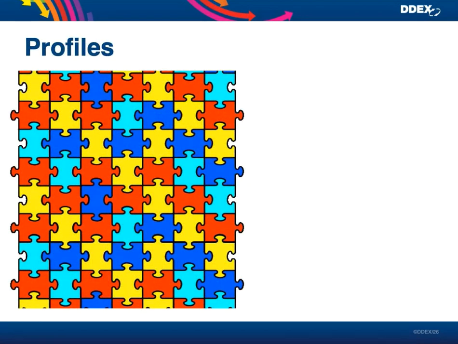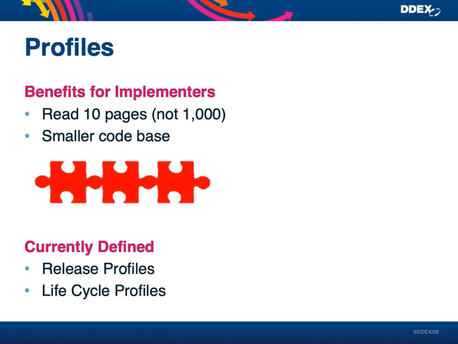And if you could imagine the entire plethora of different ways in which music can be made available as this kind of jigsaw puzzle, wouldn't it be lovely if, for you, if you want to implement one of those bits, you only need to read one or two of those standards or jigsaw pieces, read 10 pages instead of 1,000, have a much smaller code base? Well, that's precisely what we're doing.